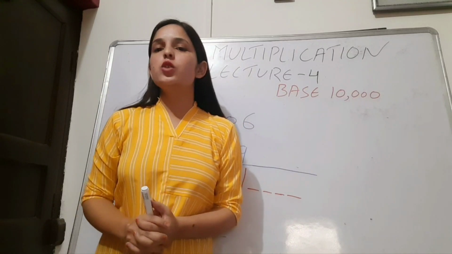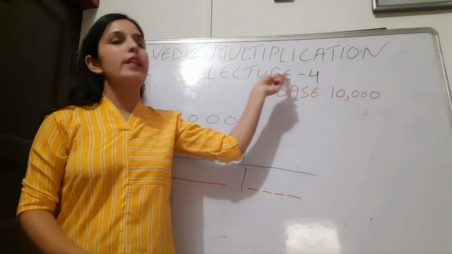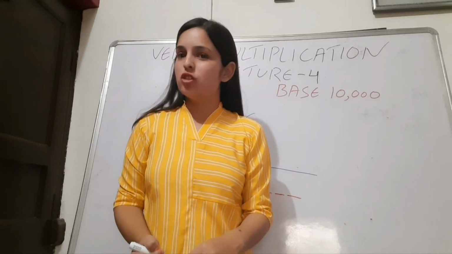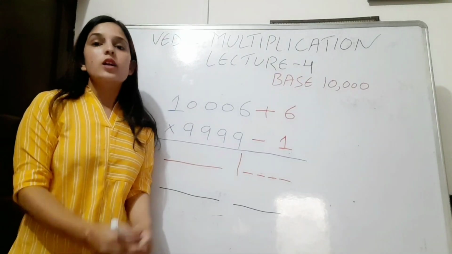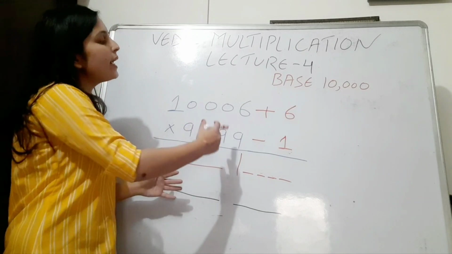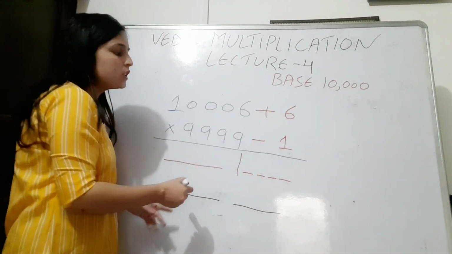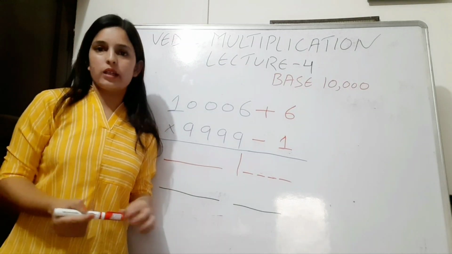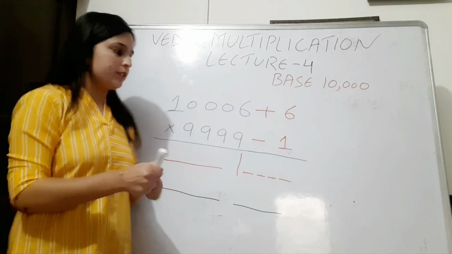So today we are continuing the playlist Vedic Multiplication Lecture 4, where we will find the product of 5-digit numbers. Let's see how. So we can see that the numbers are such that one is greater than 10,000 by 6 and one is less than 10,000 by 1. So here we will have to apply another method. But let's start with the basic.